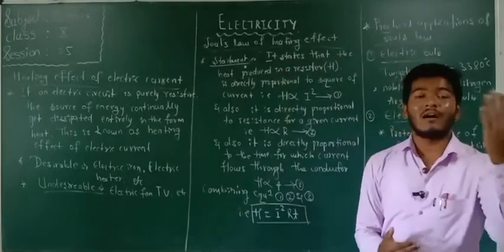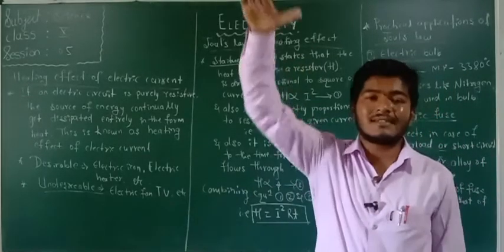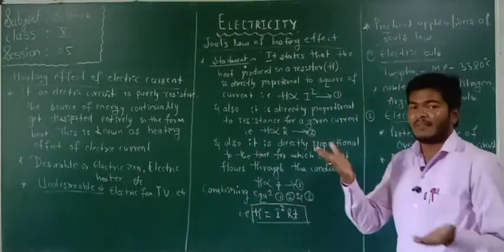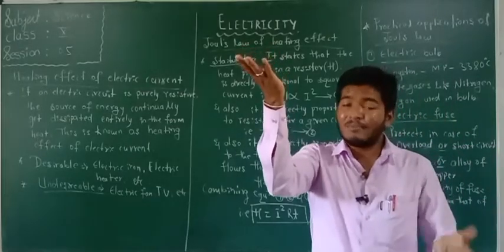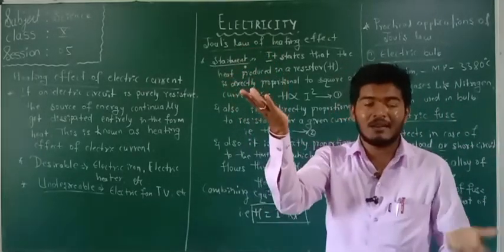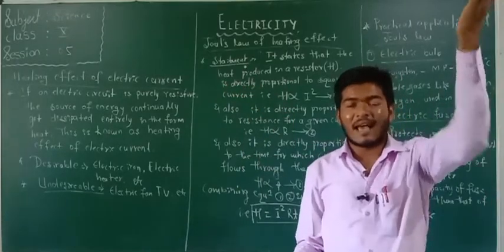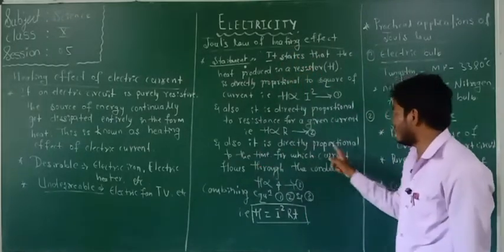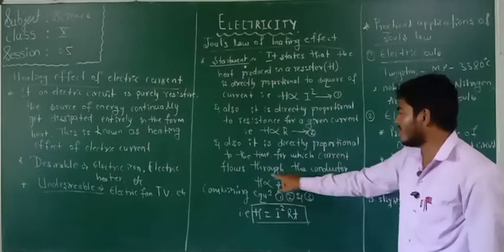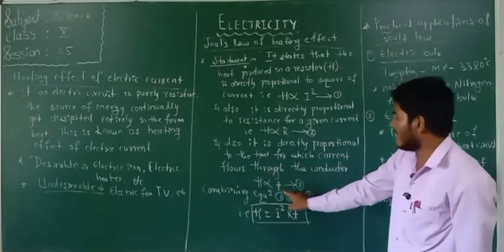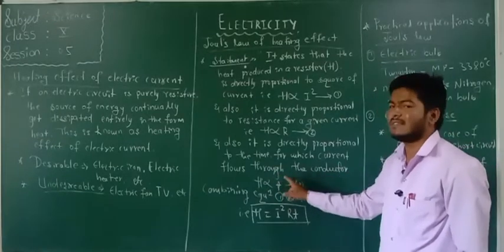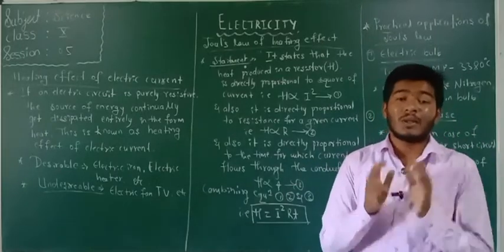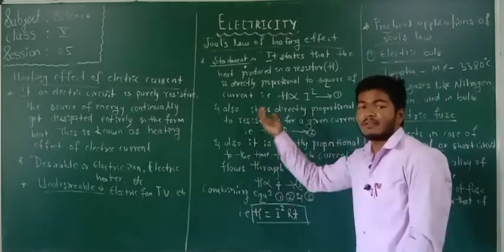If you run the current for 1 hour, or 2 hours, when you increase the time period of current flow through the electric device, the heating effect increases as the time increases. That is the third statement of Joule's law: heat is also directly proportional to the time for which current flows through the circuit. That is, H is directly proportional to t. Here small t represents the time period for which we provide electric current through the conductor or resistor.